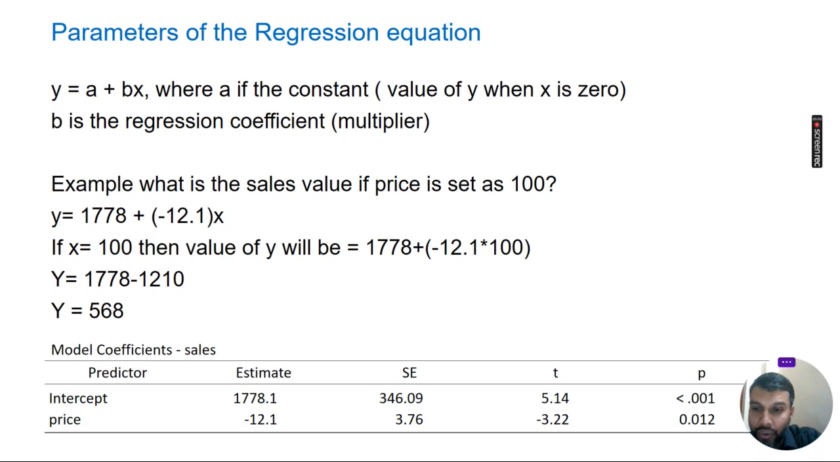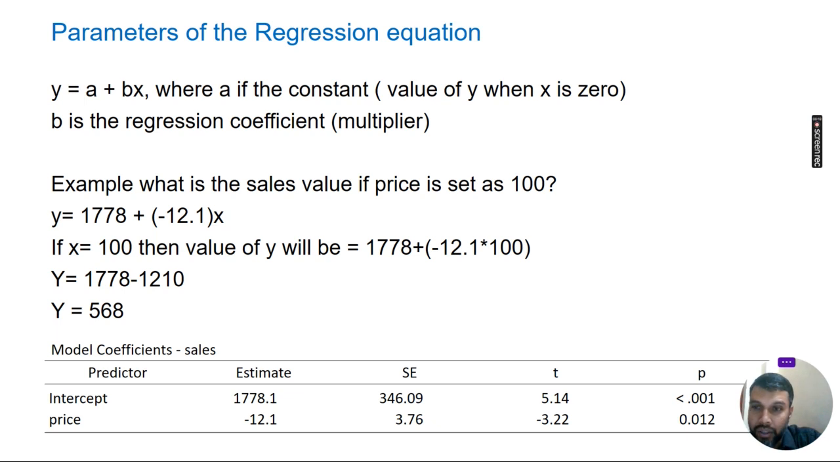So I use the software to calculate a and b. If you look at the table below, the intercept shows 1778, which is my constant, and the multiplier for price is minus 12.1. If I put it in the equation, I can denote it as y equals 1778 plus minus 12.1 times x. Now I want to predict what is y if the price is set as 100.